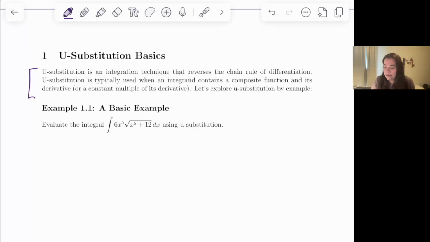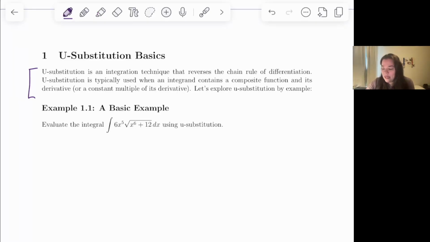The general idea is that I look inside my integrand and I ask myself, do I see a function and its derivative present? For example, do I see a function and its derivative? And the answer to this is yes. The derivative of x to the 6th plus 12 is in fact 6x to the 5th. So because I see a function and its derivative present, my indication is that, oh, I think I can use U-substitution to solve this problem.